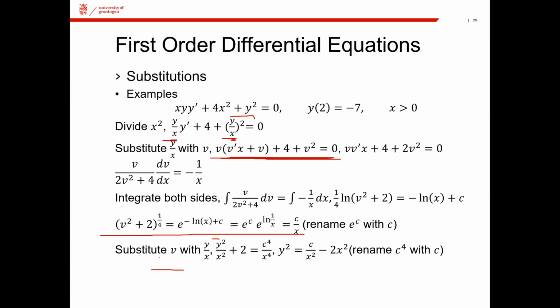And then we substitute v with y divided by x. So the left side will be this one, and the right side will be this one. So basically, take both sides to the power of 4 first, and then substitute v with y divided by x. And then we will have the solution that y squared equals c divided by x squared minus 2x squared. So here, still the same logic, we rename c to the power 4 with c.